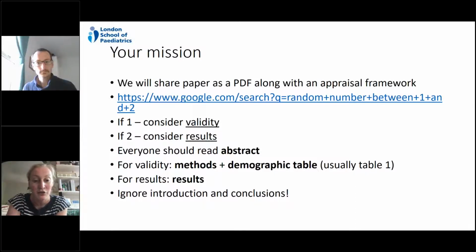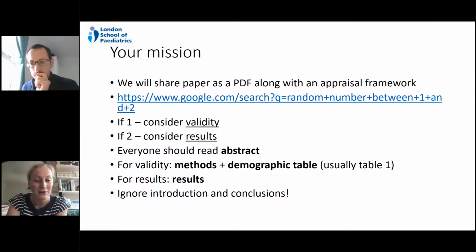And then everyone should read the abstract. But for the validity, if you're a number 1, then please look at the methods and the demographic table. And for results, look at the results. If you click on the CASP tool, it will launch the CASP checklist for a randomized controlled trial that you should be able to type directly into. So if you're doing either the validity or results, have a look and then type in what you think into the framework. And we'll come back to that when Daphne brings everyone back for feedback.